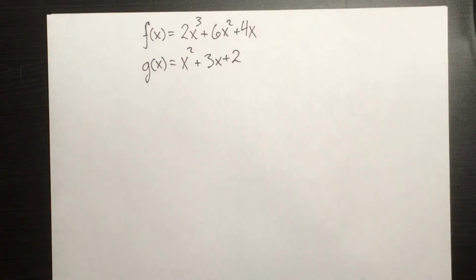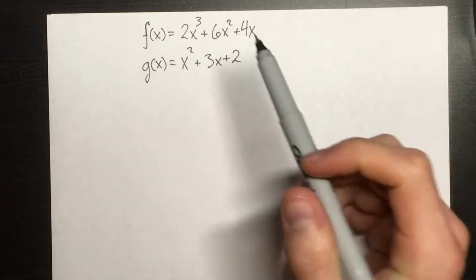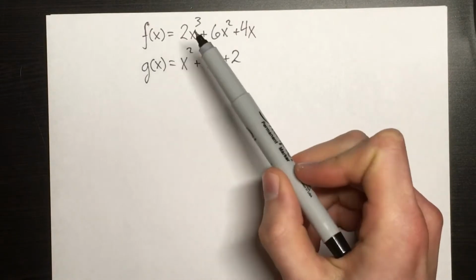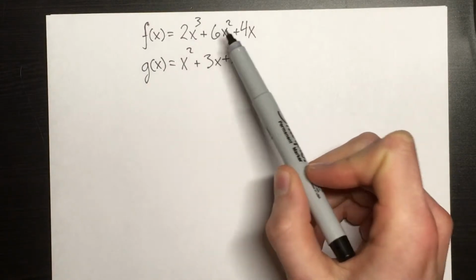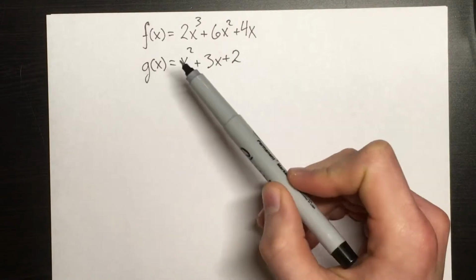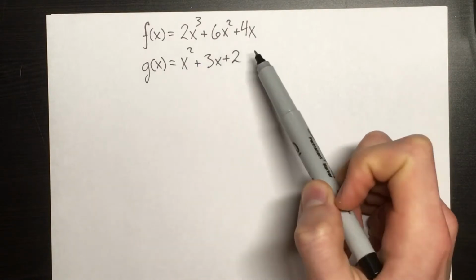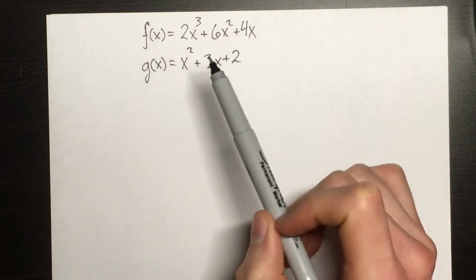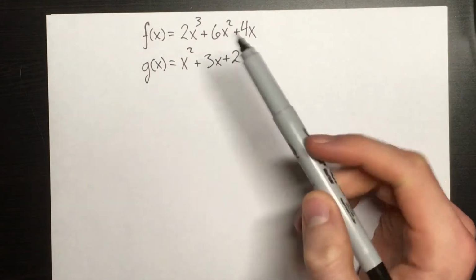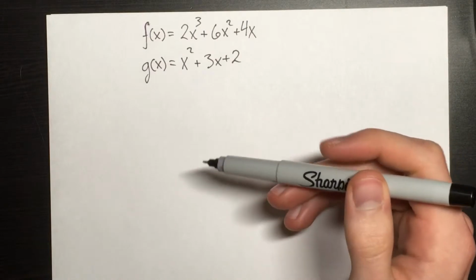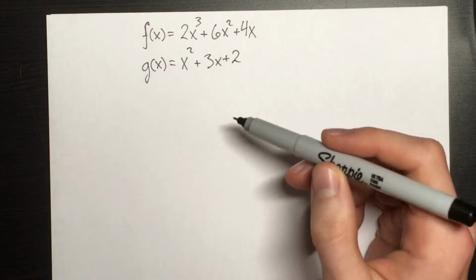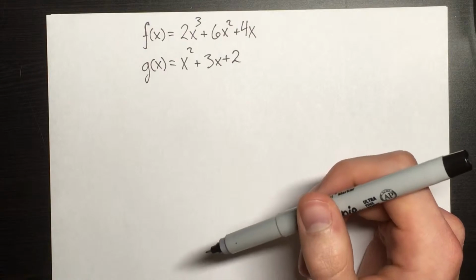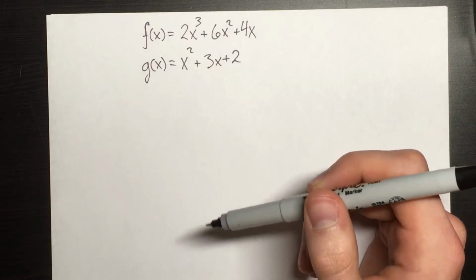So in this question, we're given two polynomials. We're given f of x equals 2x cubed plus 6x squared plus 4x, and g of x is x squared plus 3x plus 2. So this problem is maybe a little bit tricky, but just bear with me, and I think it'll definitely make sense in the end. So the question is, which of the following polynomials, A, B, C, or D, is divisible by 2x plus 3?